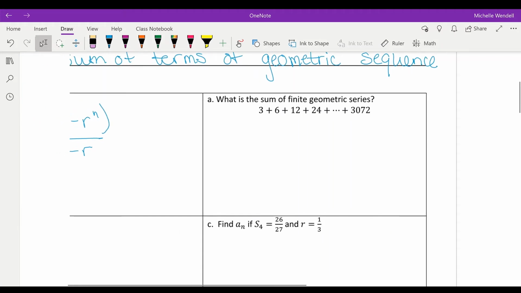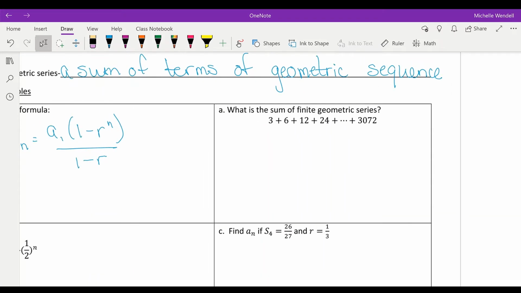So to do that, I need to figure out what I need first. I need a1, which we know is 3. I need to figure out the ratio, which I can find by dividing my terms. So 12 divided by 6 is 2, 6 divided by 3 is 2. So my ratio is 2.